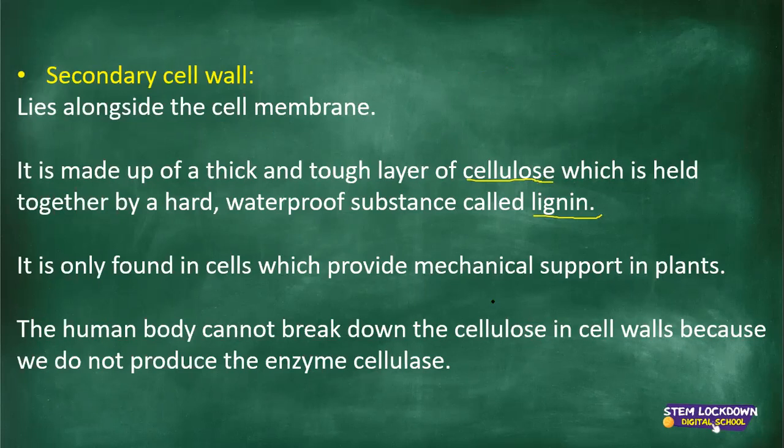The human body cannot break down cellulose in cell walls because we do not produce the enzyme cellulase. So it means, to break down cellulose, you will need what? Cellulase, that enzyme cellulase. Human beings cannot break down cellulose because we do not produce that enzyme cellulase.